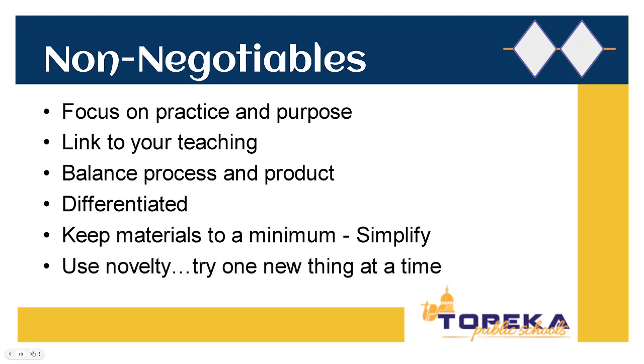And use novelty. And when you use novelty, this would mean trying one new thing at a time. So we wouldn't want to introduce 5 new workstations in one day. We would want to try one new station at a time at the beginning of the year, for example. So we know the brain likes novelty, but we also know that the brain likes novelty in an organized fashion.